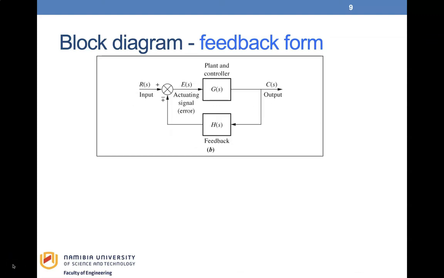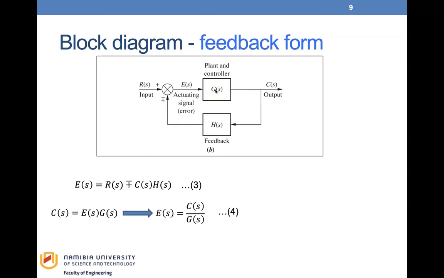In this simplified model, we can write the equation for the error signal as E(s) is equal to R(s) minus or plus C(s)H(s). Let us call this equation 3. But we know that C(s) is equal to E(s) multiplied by G(s) from the figure, from which we can then write E(s) is equal to C(s) over G(s). Let this be equation 4. Substituting equation 4 into 3 will give us equation 5, which is C(s) over G(s) is equal to R(s) minus or plus C(s)H(s).